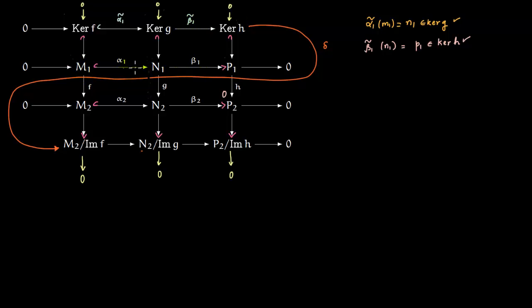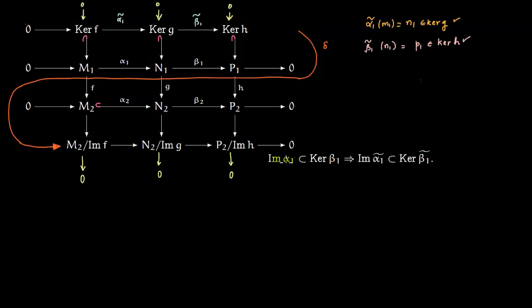So notice again you have a short exact sequence here. So because of this short exact sequence, you immediately know that kernel of beta 1 contains image of alpha 1. So image of alpha 1 lies in the kernel of beta 1. So this is true from this sequence right here. And this would imply that image of alpha 1 tilde will lie in the kernel of beta 1 tilde.